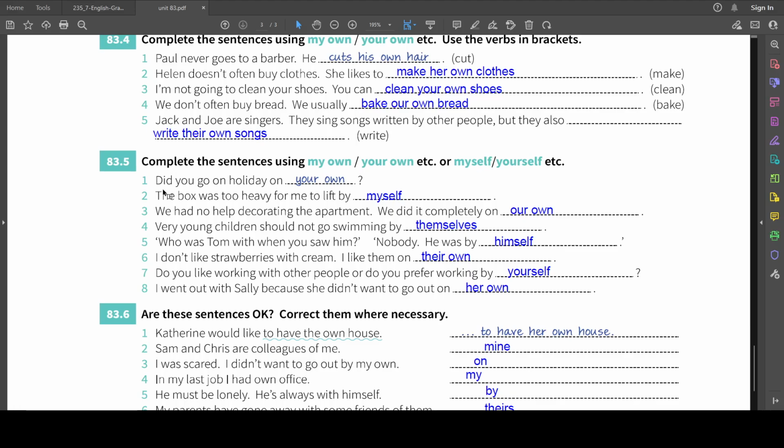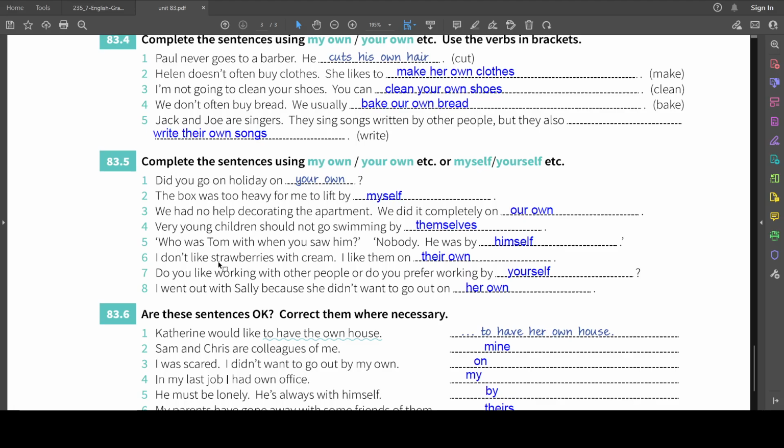Okay. We had no help decorating the apartment. We did it completely on our own. Very young children should not go swimming by themselves. Who was with him when you saw him? Nobody. He was by himself.